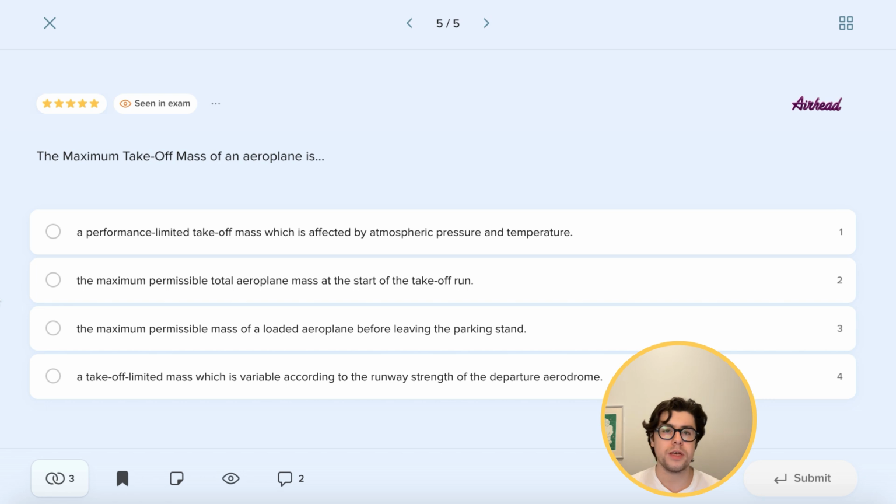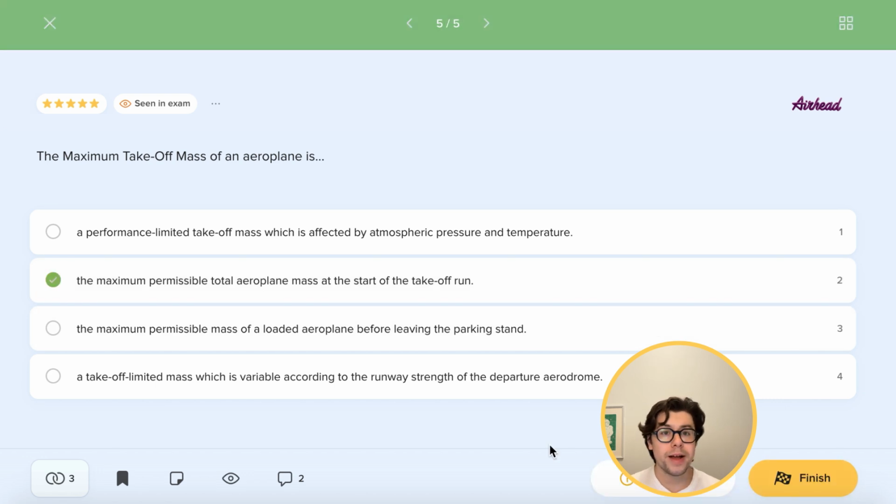And of course, if the performance limiting mass is more, then we absolutely need to still adhere to the maximum takeoff mass of an airplane, as this is what the aircraft is structurally designed to handle during the loads that an aircraft handles during a takeoff. And of course, this would be the correct answer. So with that in mind, this is everything for the loading topic of mass imbalance.